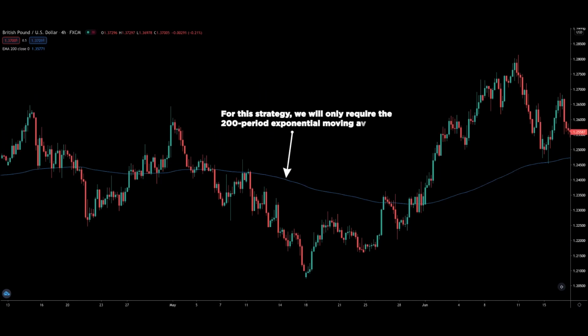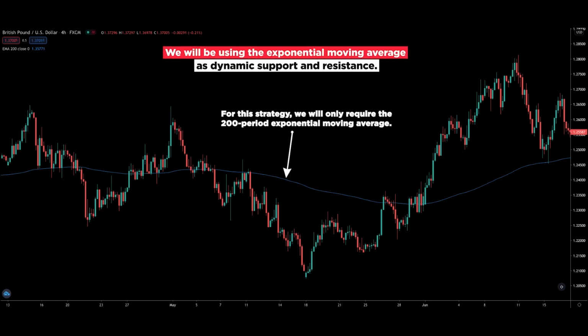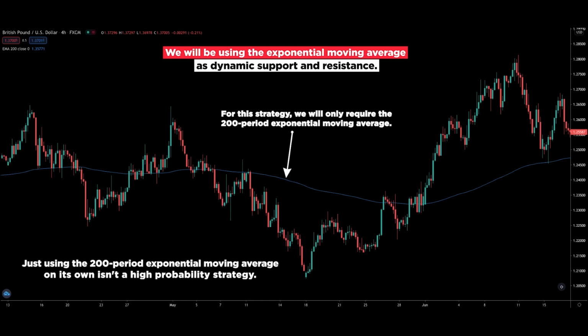For this strategy, we will only require the 200-period exponential moving average. And just like the previous strategy, we will be using the exponential moving average as dynamic support and resistance. Based on my experience, just using the 200-period exponential moving average on its own isn't a high probability strategy.